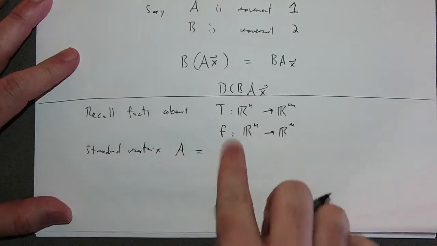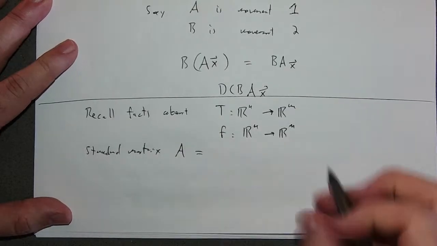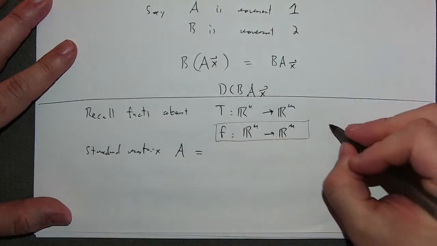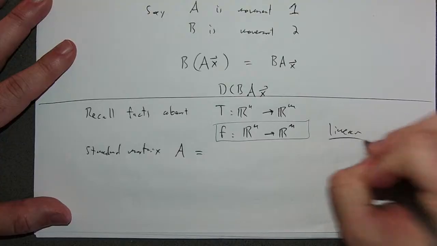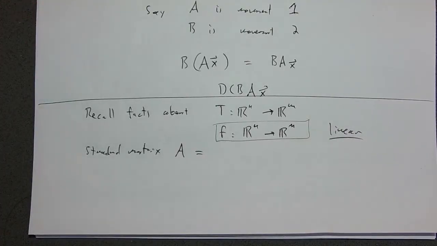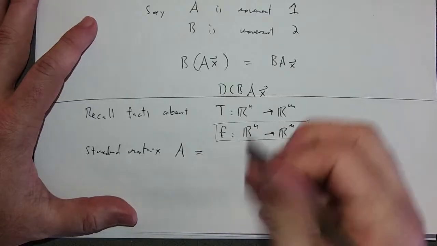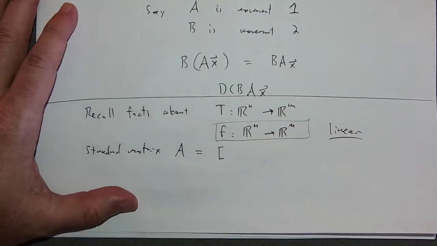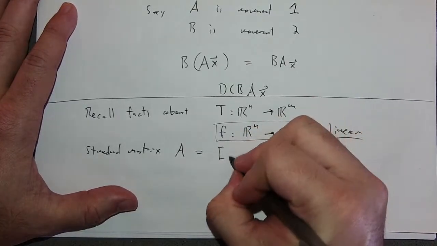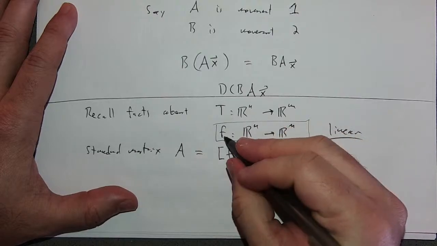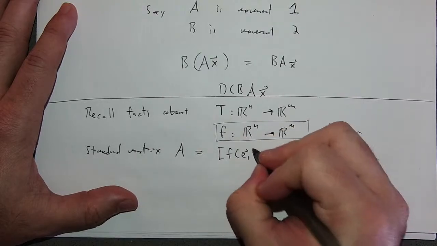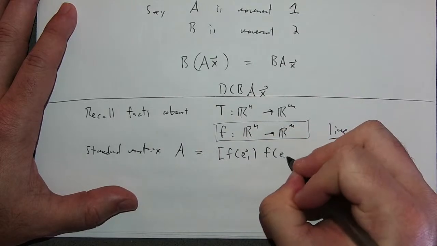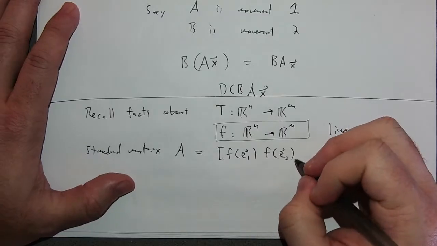What I should say here is note, this needs to be linear to get this standard matrix. If it's not linear, there may not be a standard matrix that does what you want this to do. So what is this? The standard matrix A can actually be computed by exactly the columns are determined by what the map does to the standard basis vectors e1 to en.